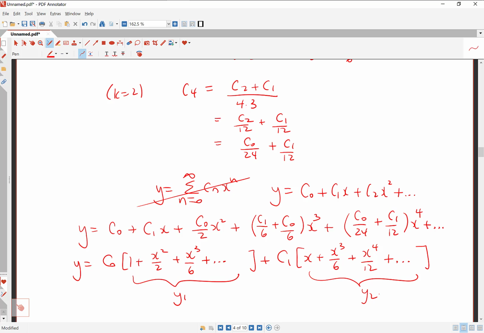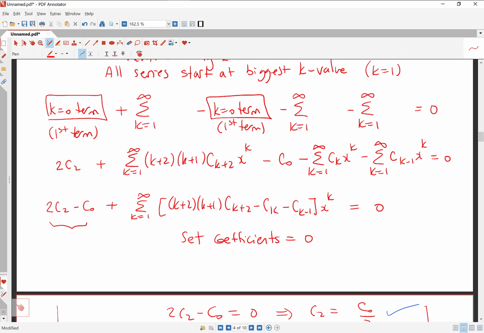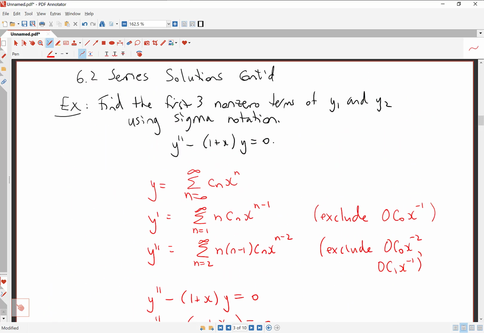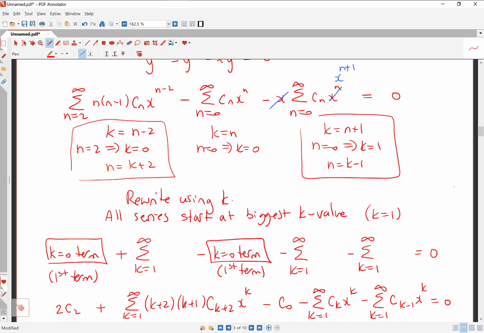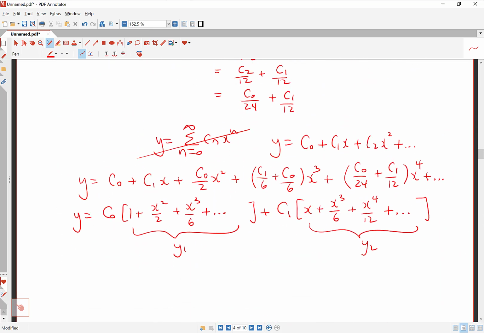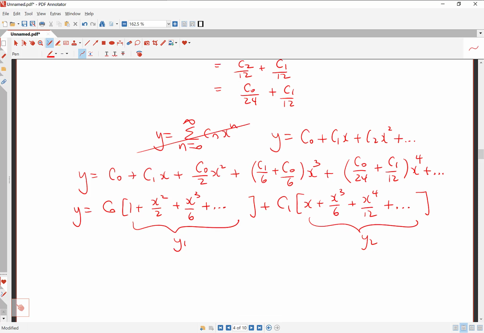So let's scroll back to the wording of the question and make sure we've fully answered it. The original wording said, find the first three non-zero terms of y1 and y2. So let's see if we've done that. For y1, yep, we found the first three non-zero terms. For y2, yep, we found the first three non-zero terms. So we're good. So that is our final answer.